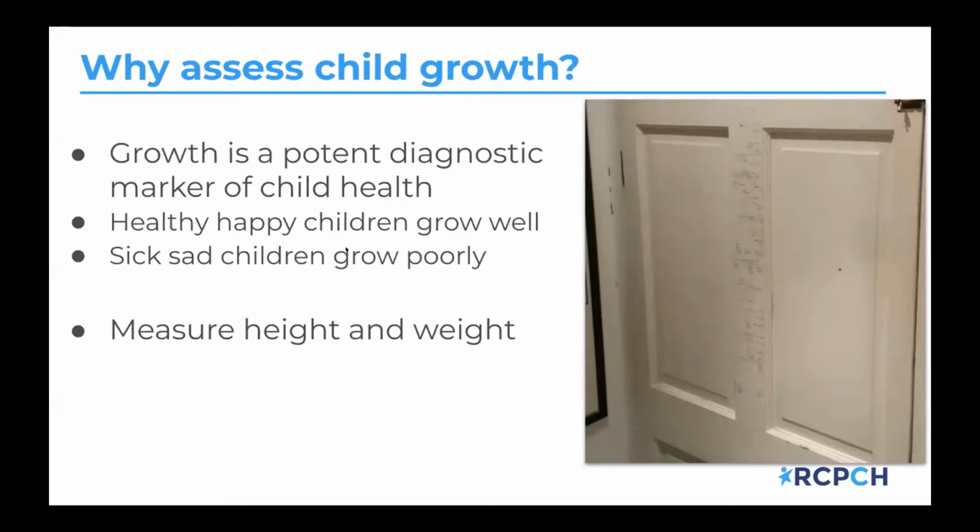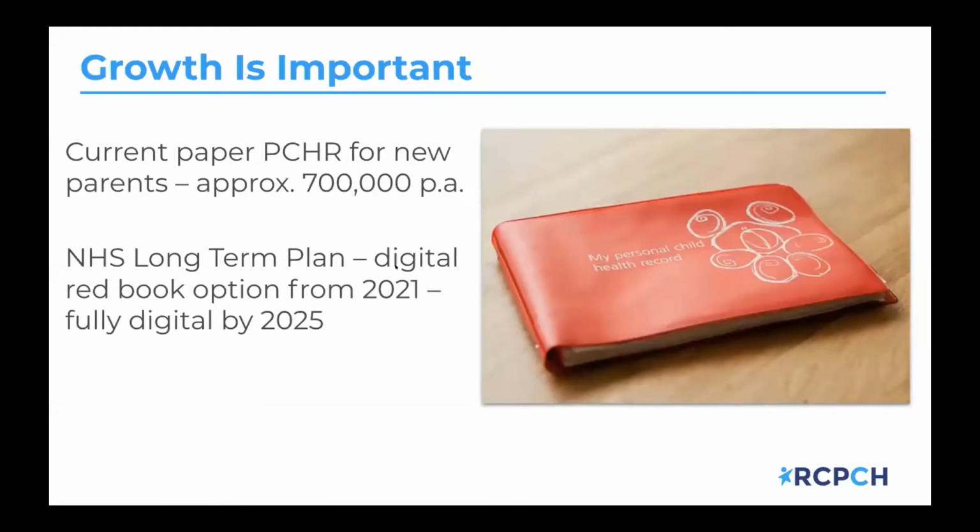And so describing normal involves obviously capturing numbers from lots and lots of different people. And why do we do it? Because growth is probably the most sensitive marker of children's health that there is. If kids are ill, they don't grow.